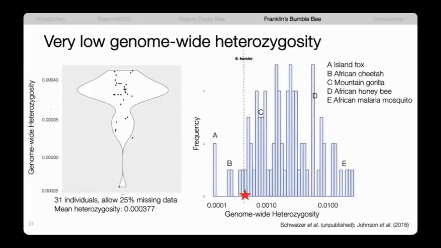So on the right is a histogram of genome-wide heterozygosity values from 85 species collated in Johnson et al. 2016. Bombus franklini is shown as the red star, with other species highlighted by letters. Island foxes and African cheetahs are well known for having really low genomic diversity, and we see that Bombus franklini are close to those values.